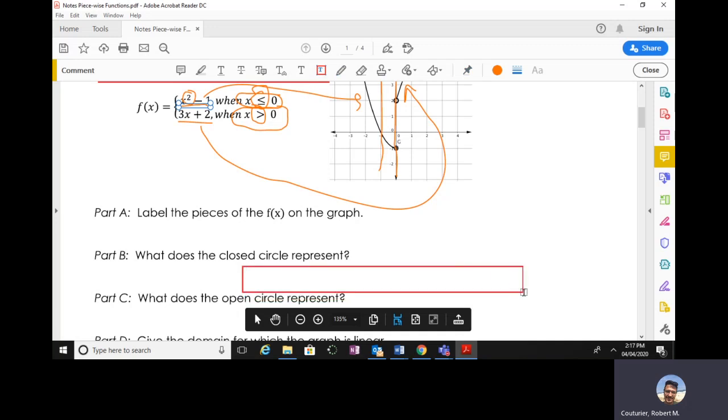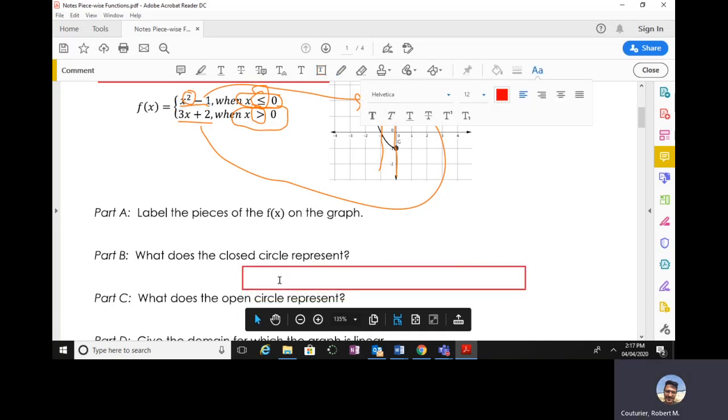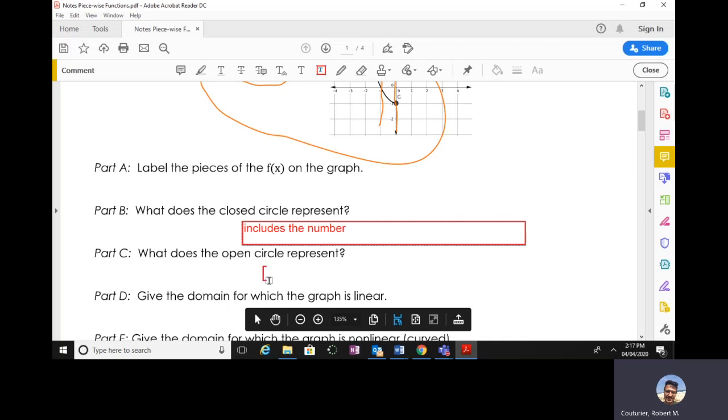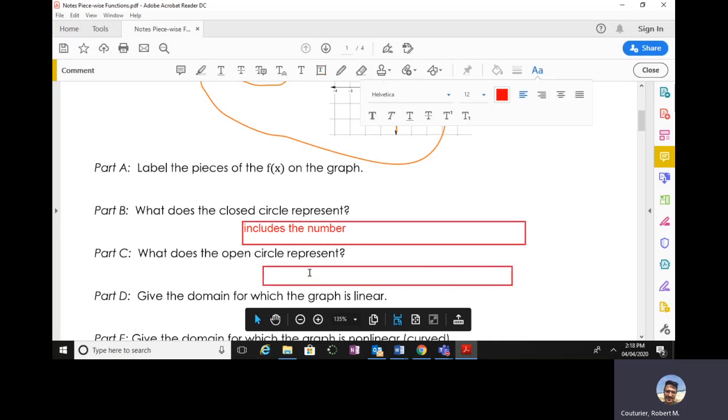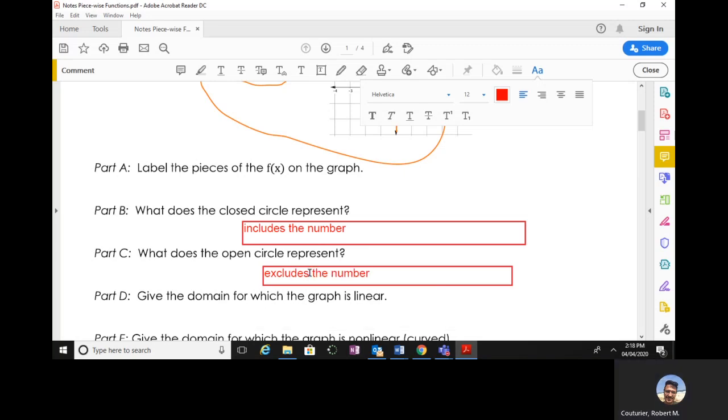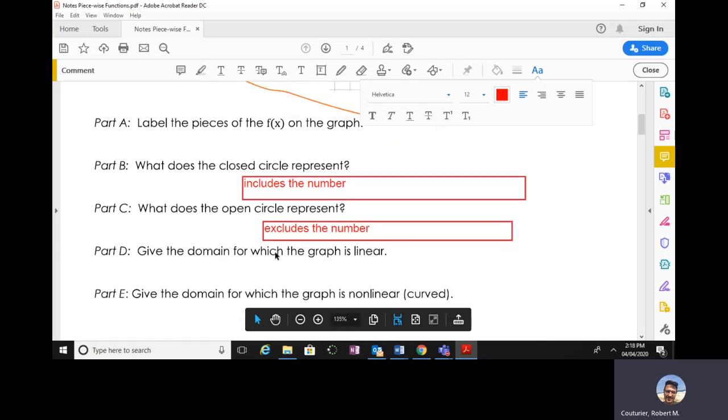We can create our box. And we can say the closed dot includes the value or the number. And then, so what does the open dot mean? Oh, well, the open dot... and I know your English teacher will hate me because I'm not using complete sentences, but I only want to make sure you know what you're doing.